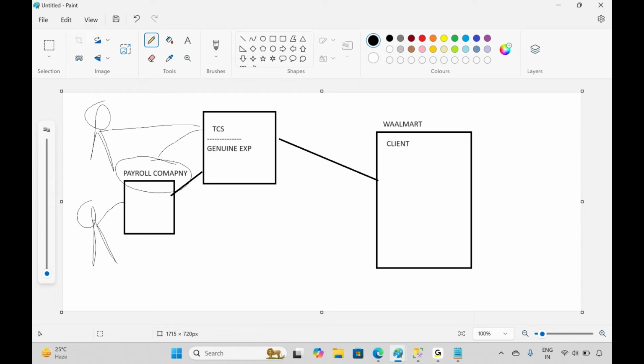That means you are working for the project Walmart client. Sometimes you might work directly at the Walmart location, and otherwise you can work in the TCS location. Walmart will pay amount to TCS. TCS will pay amount to your payroll company, and your payroll company will pay salary to you. This is the hierarchy process over here. Okay, so this is the ideal process over here.